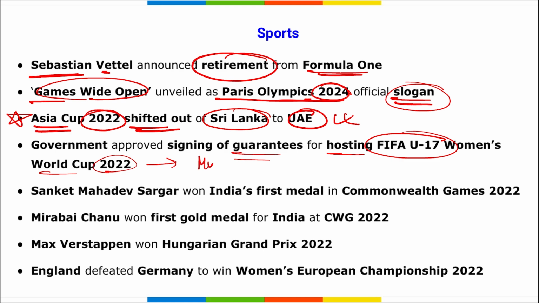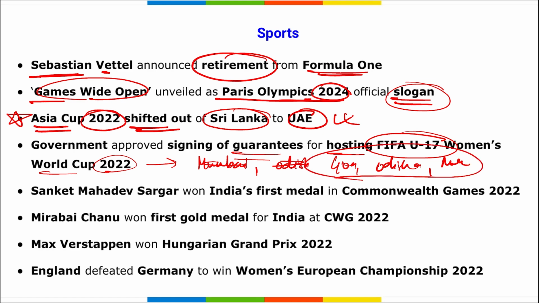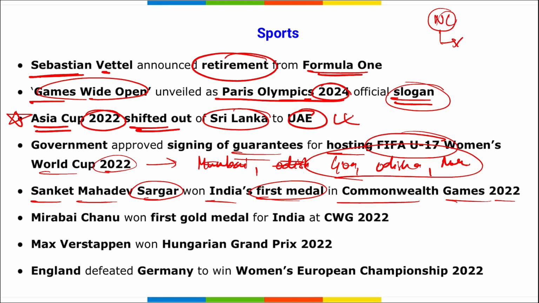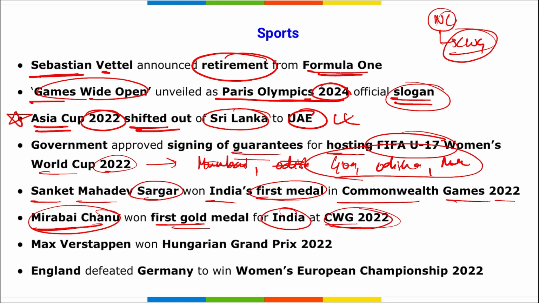This was in Mumbai, Odisha. Let me give you the names of the states here. It was in Goa, Odisha, and Maharashtra that we observed the Under 17 Women's World Cup. Alright. Then Sanket Mahadev Sargar won India's first medal in the Commonwealth Games 2022. Neeraj Chopra did not take part in the Commonwealth Games, remember that. Mirabai Chanu won the first gold medal for India at the Commonwealth Games 2022.